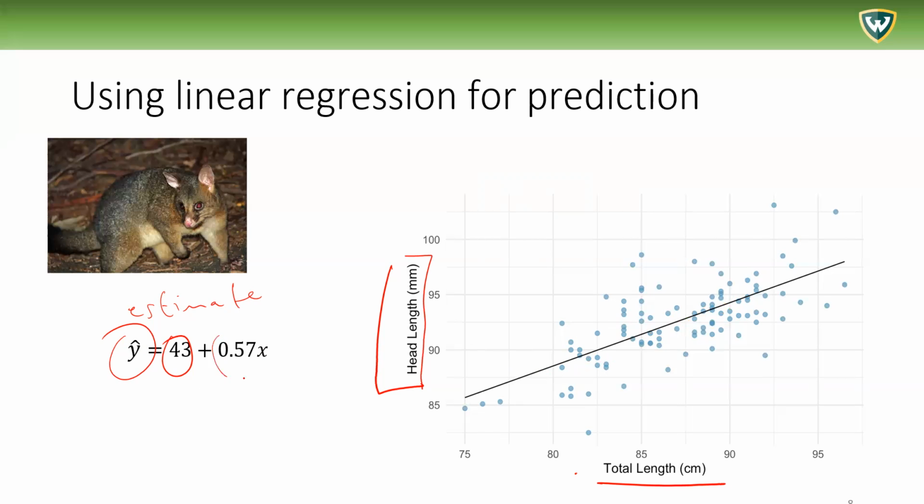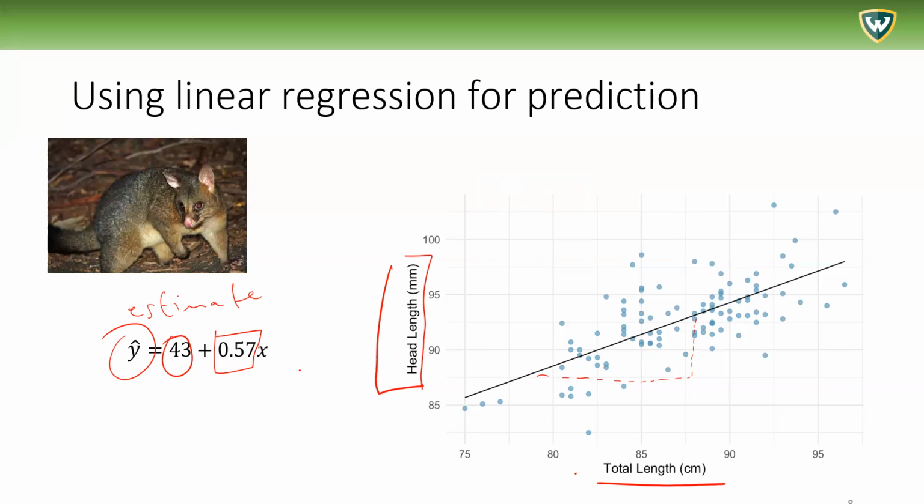And this 0.57 here, actually without the x, just the 0.57 is the slope of the line, right? So every unit change on x increases y by 0.57.